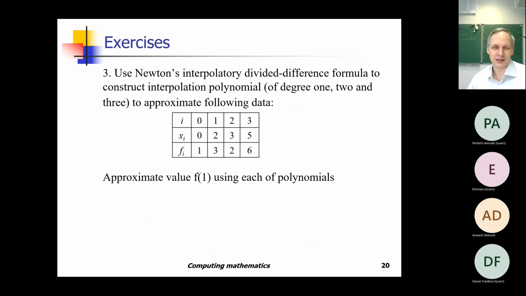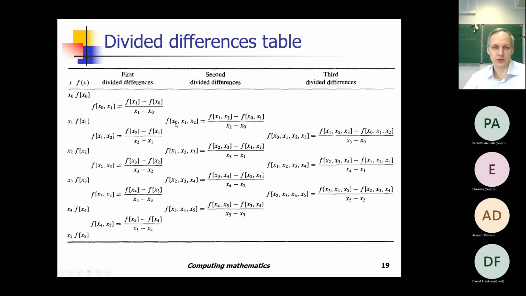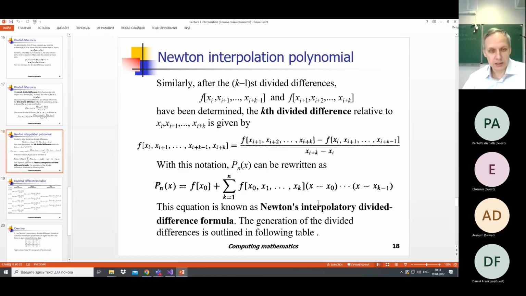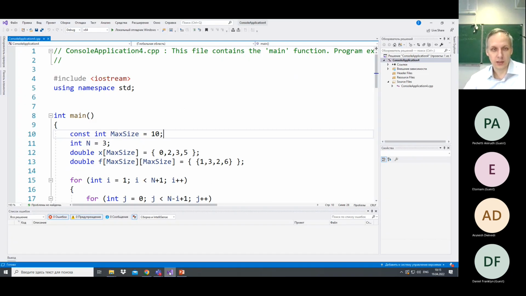Online, in the previous lesson, I asked you to compute a table of divided differences using this initial data. If you have computed this table of divided differences, you can write a Newton interpolatory polynomial. And in this lesson, I want to show you how it can be done in a program.